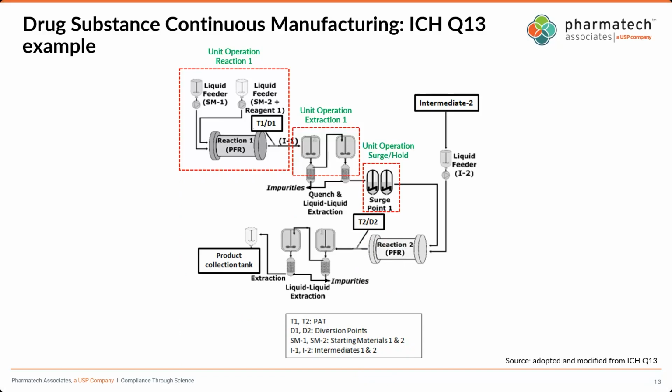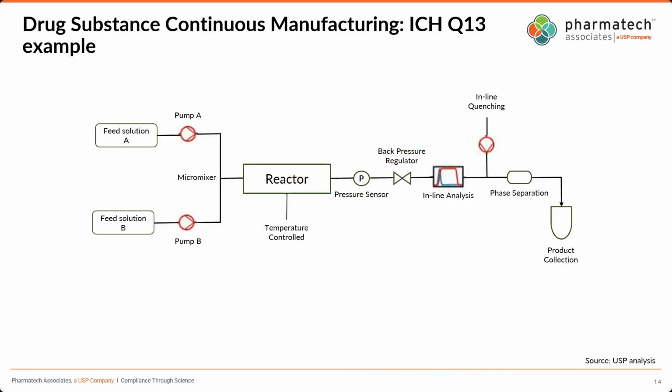So now if you want to break this continuous manufacturing line into individual unit operations, this is what a simplified continuous manufacturing would look like. But if you still further want to break it down to understand the simple components of continuous manufacturing, Richard, can we go on to the next slide, please? So this is how a typical continuous manufacturing would look like for an API.